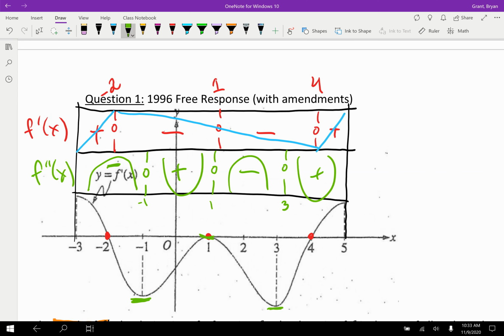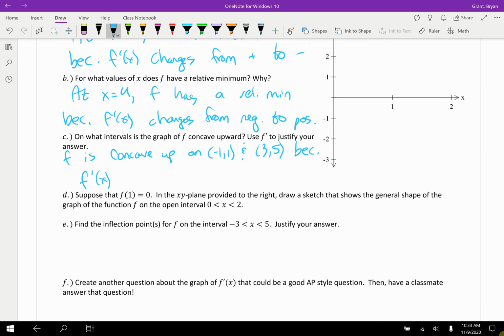So I went back to the graph. Because f prime of x is increasing on those intervals. You could go further too, and you could say that f double prime is the derivative of f prime, and so because f prime is increasing, f double prime is positive. That's fine, but this should really be clear enough, right? f is concave up because f prime is increasing. We have to use f prime.